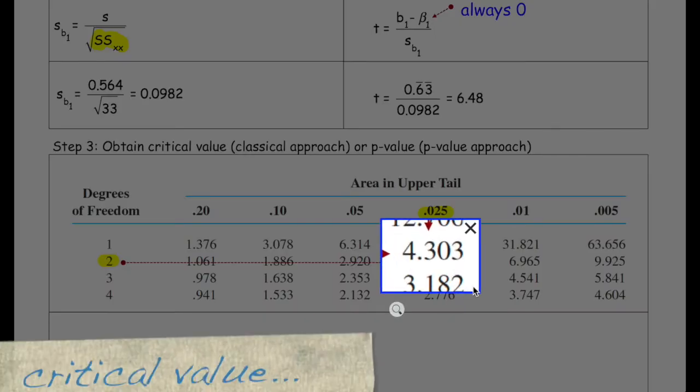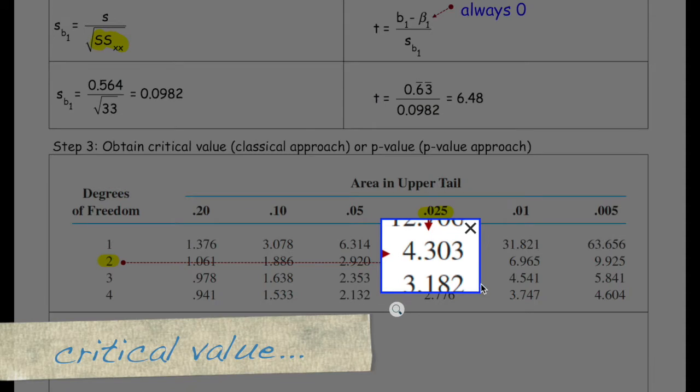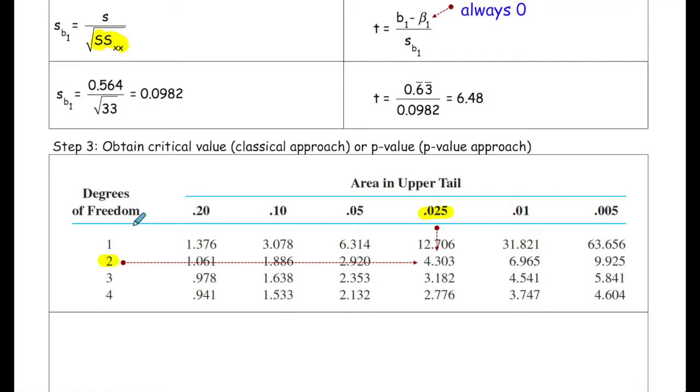So notice that this does not require the use of a calculator. It's really your ability to look up n minus 2 degrees of freedom in the first column, alpha over 2 in the first row, and then to connect them in order to find your t critical.